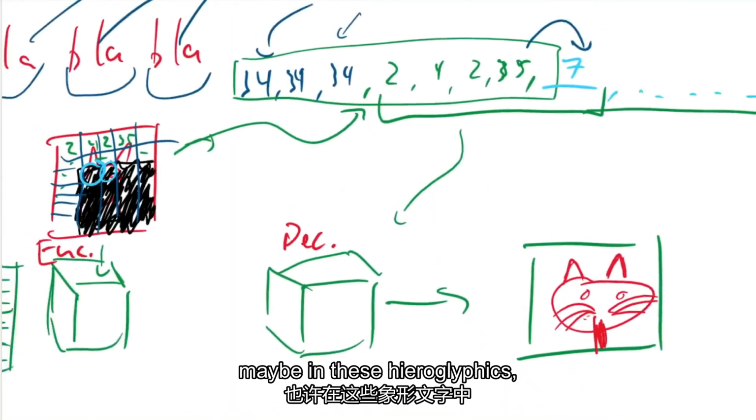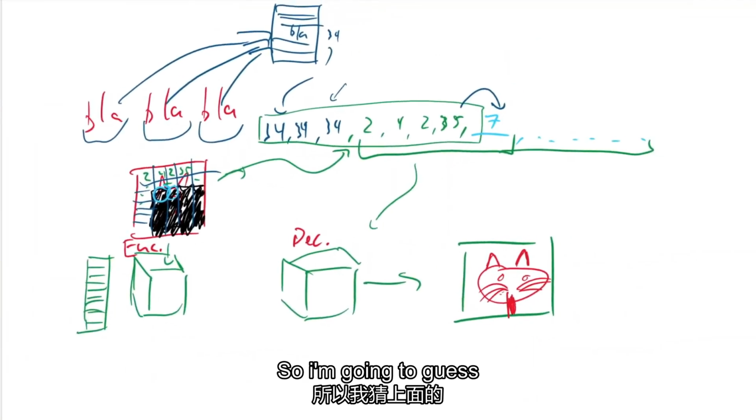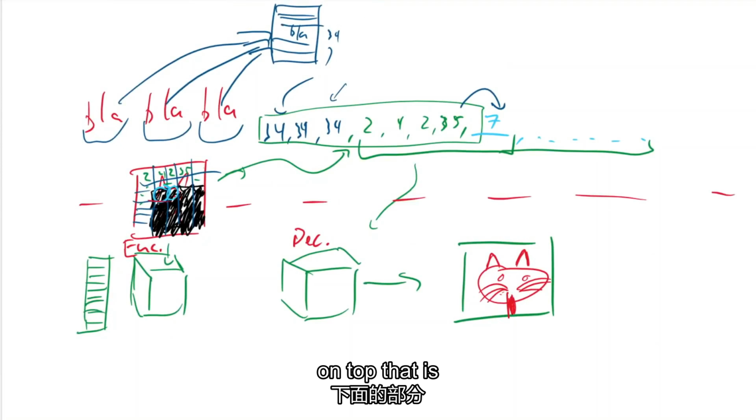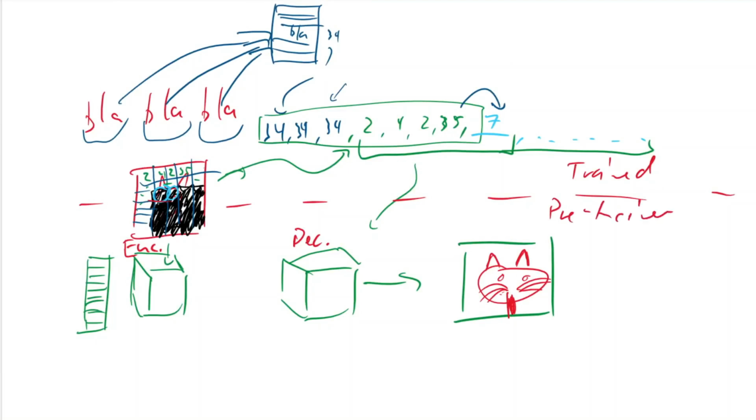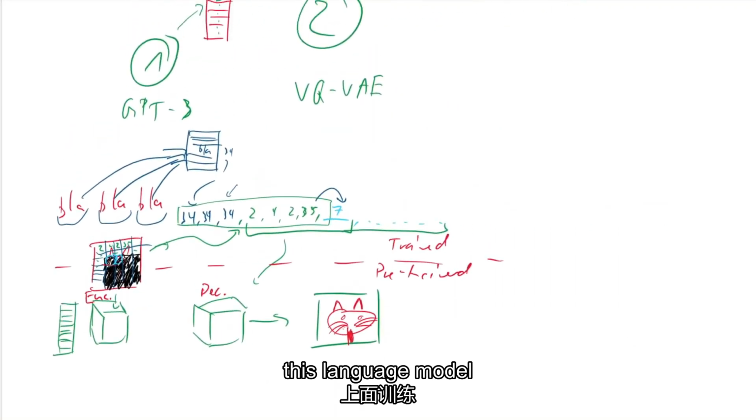And maybe in these hieroglyphs, it's even described how the cat looks. Like the cat looks straight ahead. It has whiskers, it has eyes, and so on. Okay, so I'm going to guess that the part on top is trained and the part on bottom is pre-trained, with the option that the decoder part could also be trained at the same time they train this language model on top.